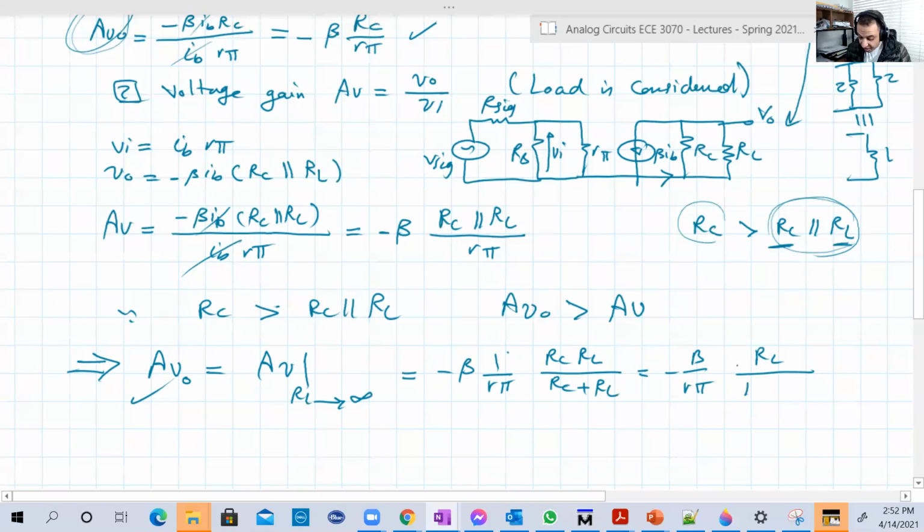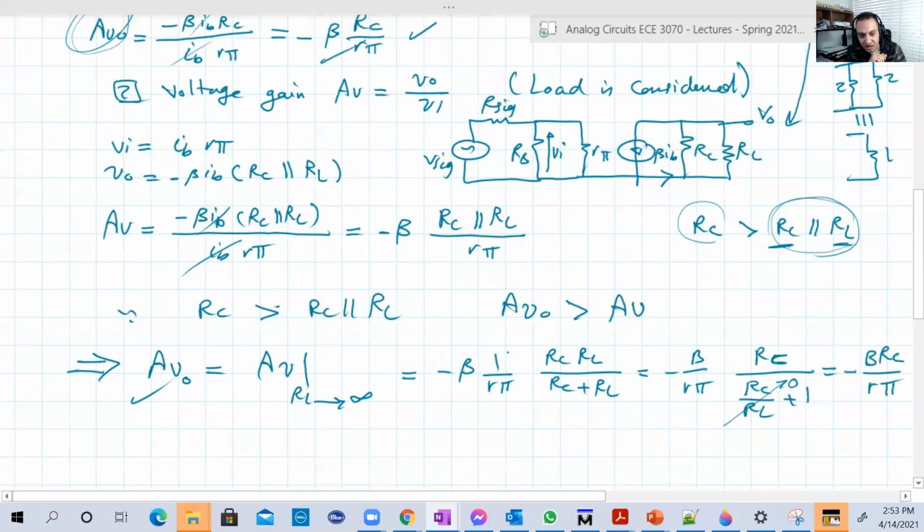We're going to divide by RL. So this is RC, and then RC here over RL plus 1. If RL tends to infinity, this will be 0. So this will be minus beta RC over r-pi, exactly like this one. So you have two ways to get Av0. You can start by Av and get Av0, or you can start by Av0 by itself, but remove the load from the circuit.